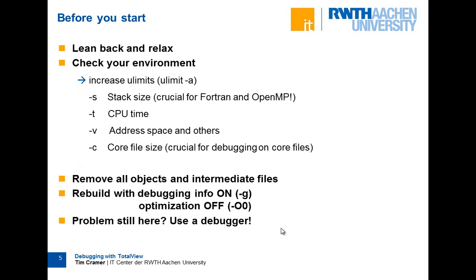Okay, first of all, if you have a program, just lean back and relax. Then there are some hints. If the program crashes and you don't know why, the first step is to look into the environment. Especially here in the cluster environment, there might be some limitations. You can find out about the environment, the so-called ulimits, with the option -a, so ulimit -a shows you a lot of limitations of the environment. For example, the stack size could be a problem. The stack size might be too small for your program. This is especially true for some older Fortran or OpenMP programs. Especially if you use many tasks or nested OpenMP, the stack size might be too small, and then you can increase this with the -s option.